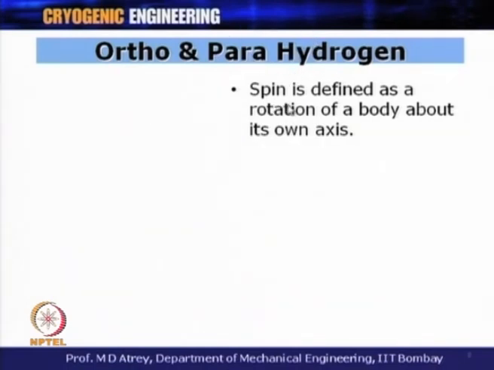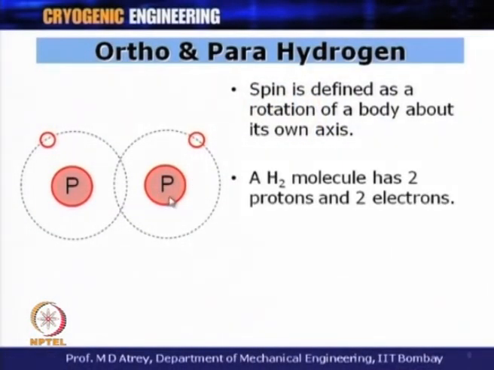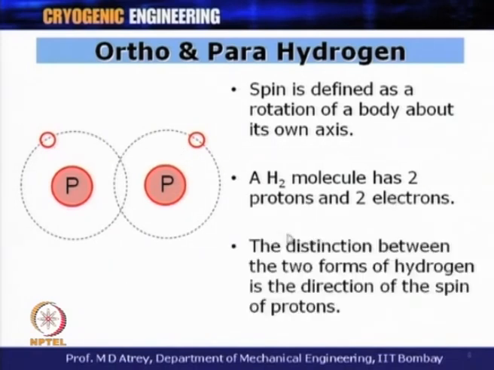So, what is the spin? The spin is defined as a rotation of a body about its own axis. We know the earth spins, and we know a top, when it rotates on the ground, spins about its own axis. So, this is one hydrogen molecule, and you have 2 atoms of hydrogen together, which means you have 2 protons. So, a hydrogen molecule has 2 protons and 2 electrons. These protons will be spinning all the time.